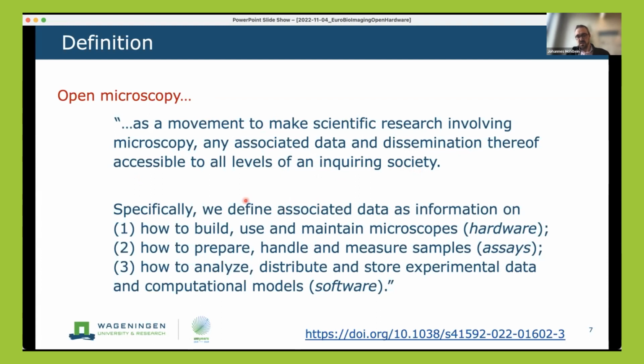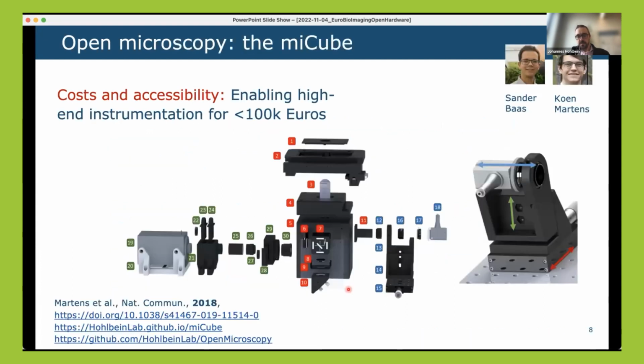Yeah, so this includes, for example, hardware aspects, so how to build something, how to maintain it. It includes the assays, so what to measure and how to measure. And of course, equally important, it also includes the software. So how do I analyze my data? And for software, this has always been a bit easier, because people just uploaded their software packages on the internet. And for hardware, this was still a bit open.